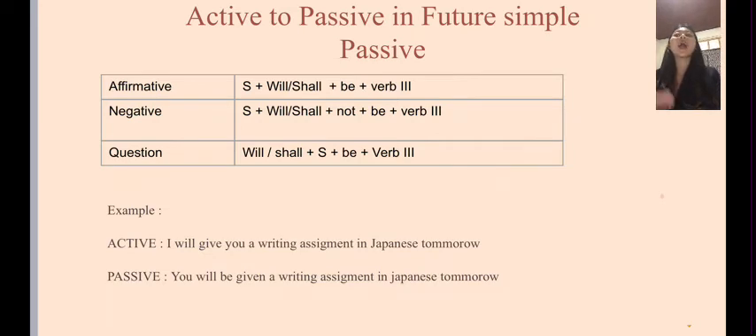Okay, next there are active to passive voice in future simple passive. For the affirmative form is subject plus will or shall plus be plus verb 3. And for negative, subject plus will or shall plus not plus be plus verb 3. For the question, will or shall plus subject plus be plus verb 3. For example, affirmative, I will give you a writing assignment in Japanese tomorrow. And the passive becomes you will be given a writing assignment in Japanese tomorrow.